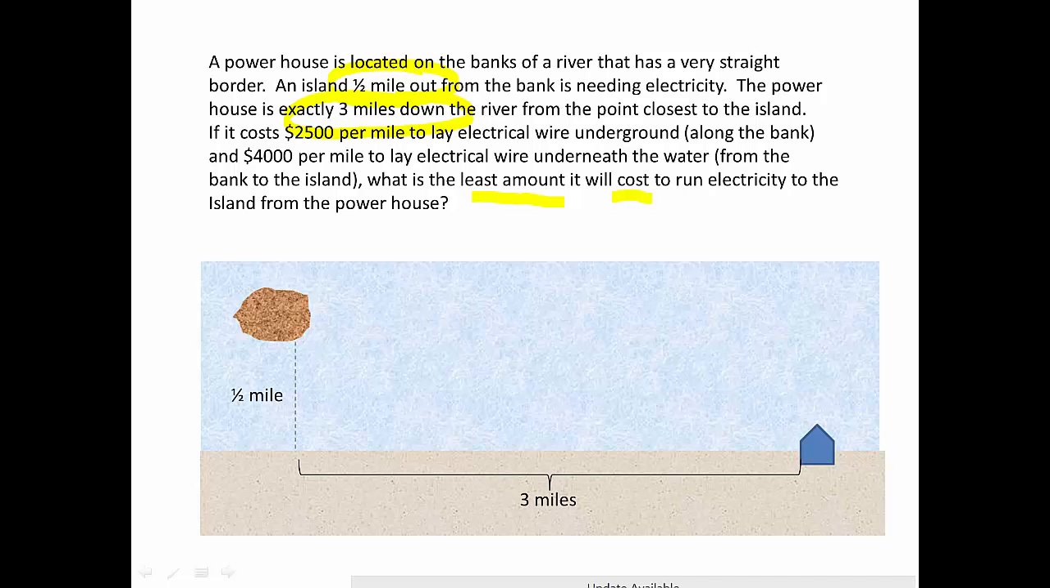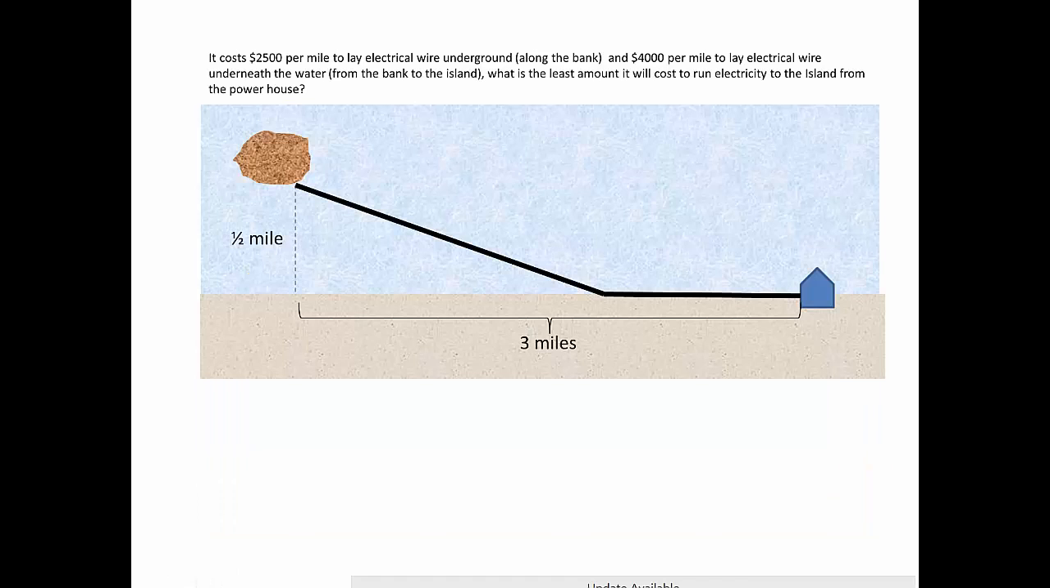And that's the picture. The additional information that we have is that it costs $2,500 per mile to lay electrical wire underground along the bank. We're talking along here. And $4,000 per mile to lay the electrical wire underneath the water here. And again, the question is what's the least amount it'll cost? The big question is cost.